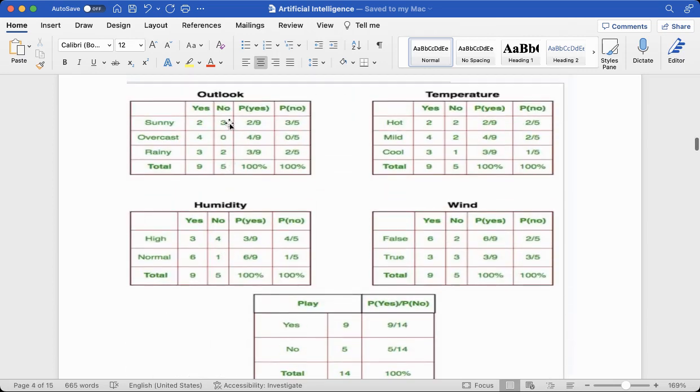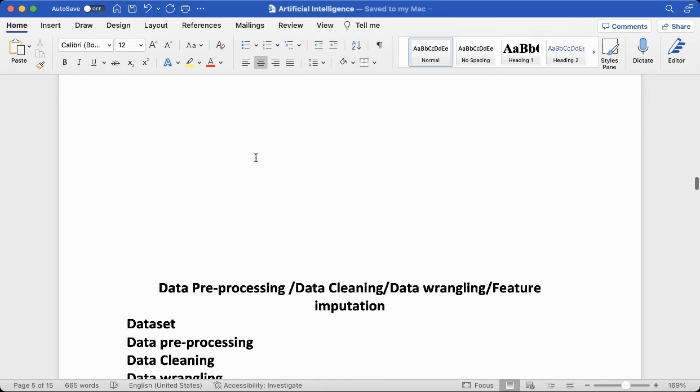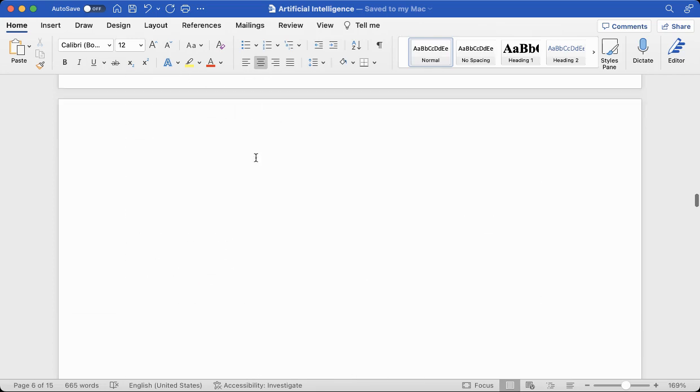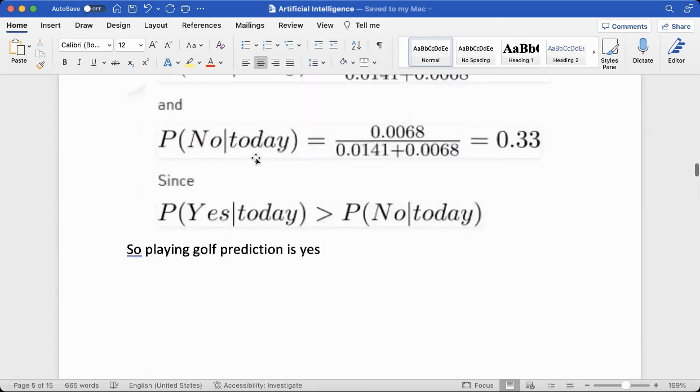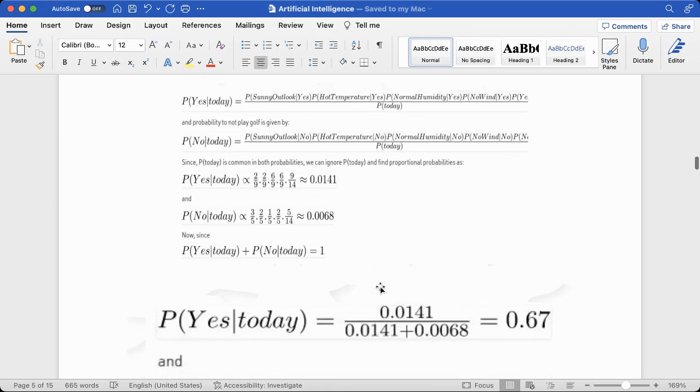And in the case of no, we will check this value, and over here in the case of no we have 3/5 and 2/5 and all that. Now we have to calculate yes plus no. When we calculate all this, it will come like this.